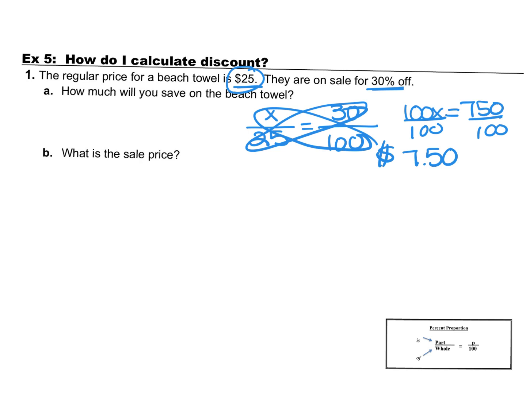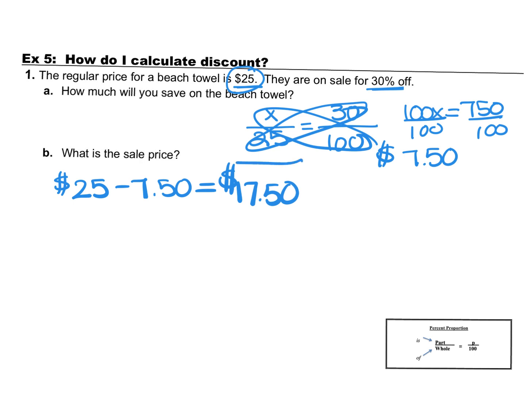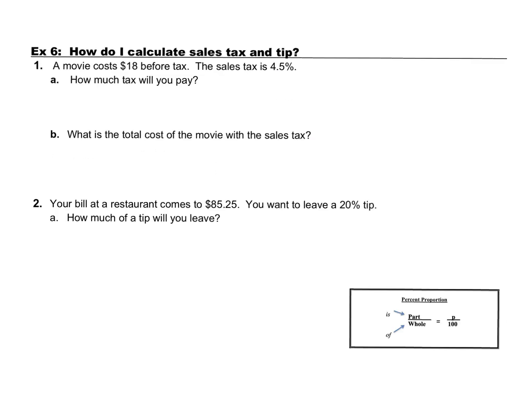Now the sale price, so that means what are you going to pay when you go check out at the register? So you're not going to be paying the $7.50. That's the part that you're going to be saving. So since our original price is $25 for that towel, and now you're saving $7.50, you need to subtract $7.50. So you'll take 25, and you'll end up with $17.50. So a towel that's on sale for 30% off that was originally $25, you would pay $17.50 for.